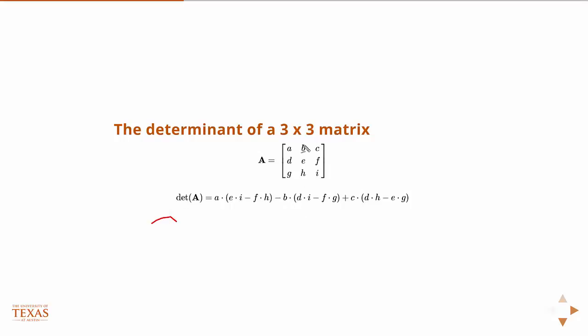So then for the second term, you take B, cross out the other entries, and then take the determinant of what's left. So that would be D times I minus F times G. That's this term. And then for C, you cross out the rows and columns, take the determinant of what's left. So D times H minus I times G. And that's that guy. All right.